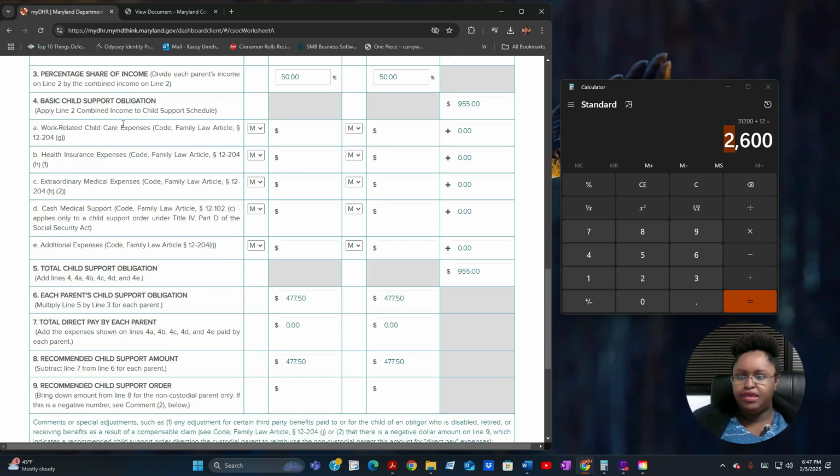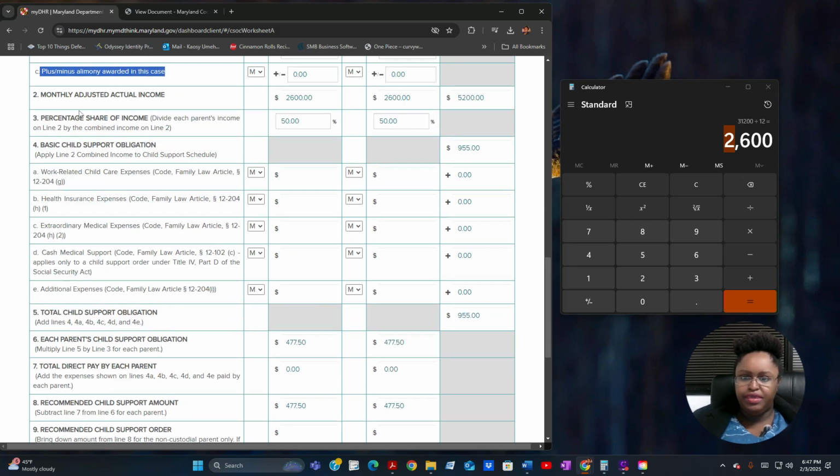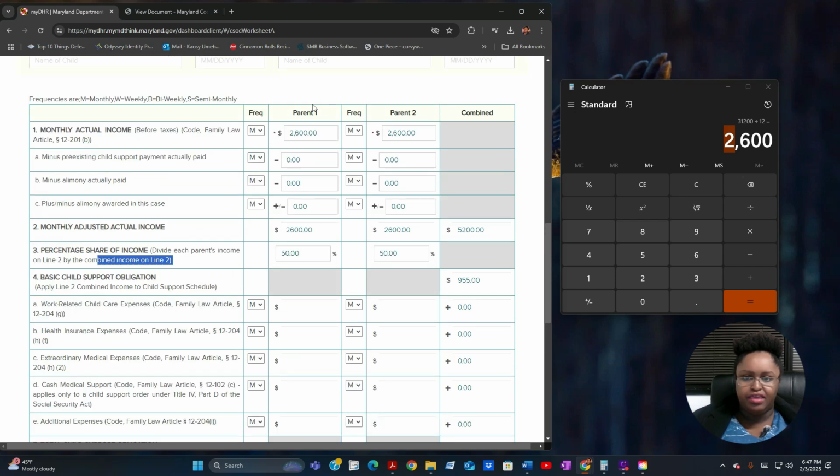Okay, so we come down here to number 3. As you can see, this gets filled in automatically as you put in the numbers above in number 1. Based on the income they make, the court is saying that they should both be 50-50 responsible for this child.